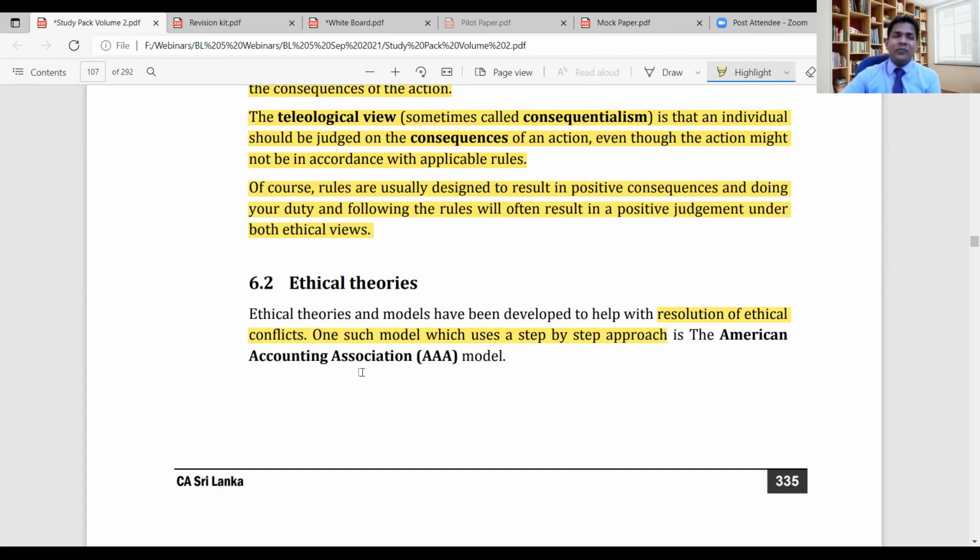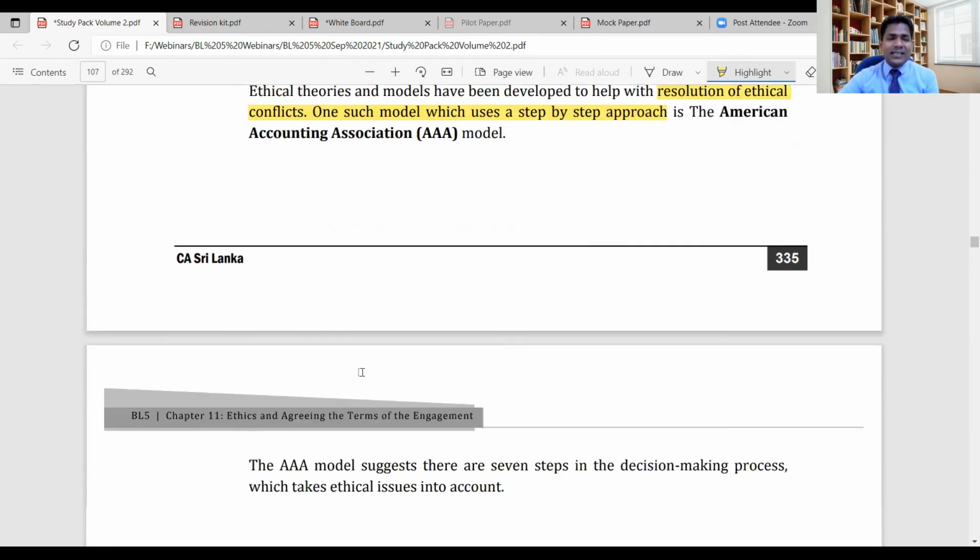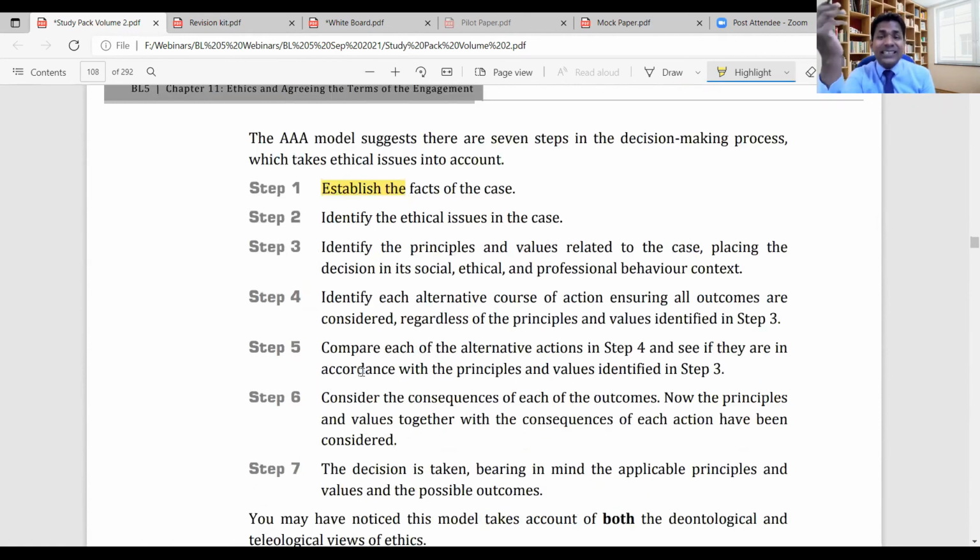There are 7 steps. Step 1, establish the facts of the case. Identify the facts of the case. What is the issue? Someone has offered you a bribe. It is the facts. Identify the ethical issue in the case. If someone has offered you a bribe, then what is the ethical issue? Your fundamental principles are going to be violated through the self-interest threat. Identify the ethical issues. Then identify the principles and values related to the case.